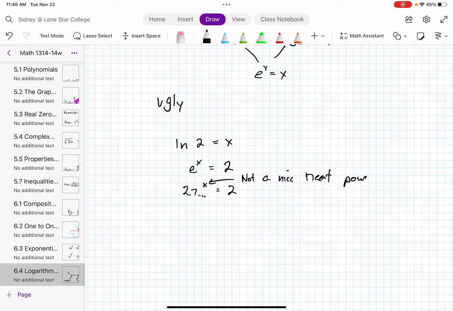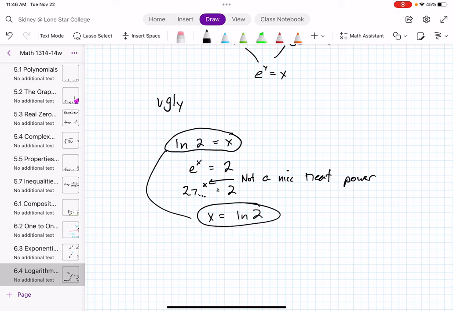So there's good news and bad news about this. The bad news is it's really ugly. The good news is we wouldn't actually try to figure it out. We would actually just leave it right there. We would simply say x is the natural log of 2. Whatever that is, natural log of 2. You can punch it into a calculator and see what it would give you. But it is going to be an ugly, irrational number.